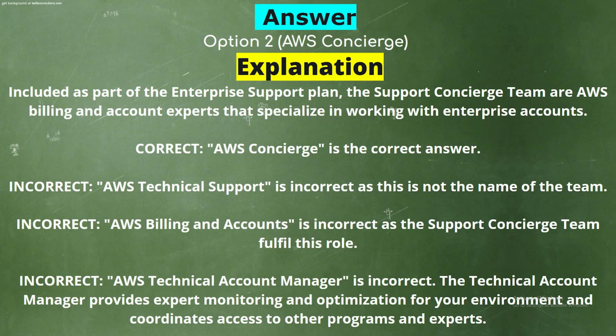Incorrect. AWS Technical Support is incorrect, as this is not the name of the team. Incorrect. AWS Billing and Accounts is incorrect, as the Support Concierge Team fulfill this role. Incorrect. AWS Technical Account Manager is incorrect. The Technical Account Manager provides expert monitoring and optimization for your environment and coordinates access to other programs and experts.